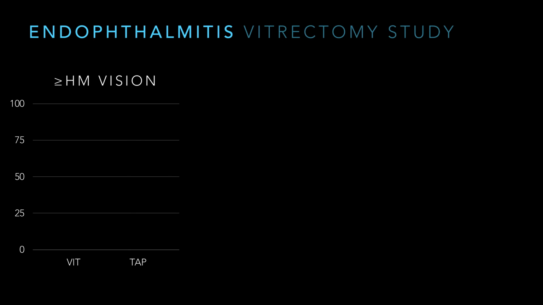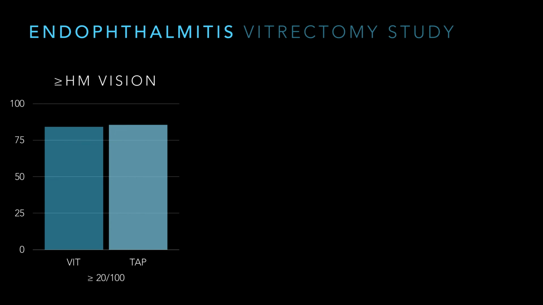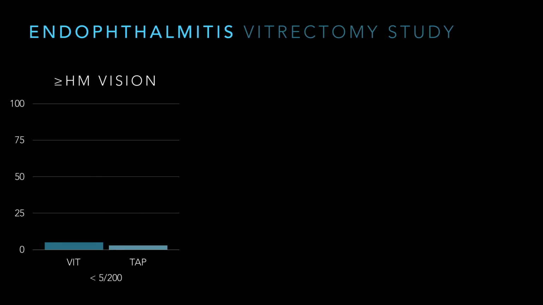So people coming in with hand motion vision, how'd they do? Okay, well over 50% achieved better than or equal to 20/40 vision, whether you're VIT or TAP. This is statistically not significant. Better than 20/100, again, statistically not significant. So it didn't matter if you're VIT or TAP. Worse than 5/200, really bad vision, not significant. So hand motion or better vision, we already knew all this. Of course, I just broke it down a little bit more. It didn't matter which group you went with.